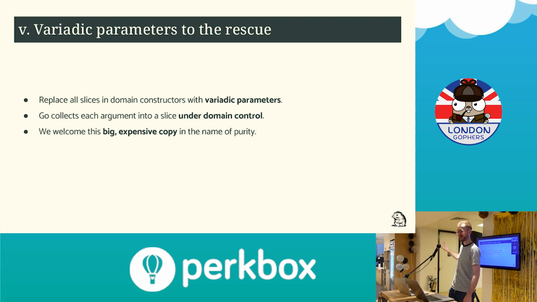Imagine if we replace all slices in our constructors instead with variadic parameters. And a variadic parameter, if you're not familiar, allows you to pass one or more of a certain type to an option, and Go will very nicely and conveniently collect that into a slice for us. And that slice is then under the control of our constructor. That's ours. The outside world can't get hold of that. And of course, as purists, we congratulate the presence of a massive, expensive copy in our code base.